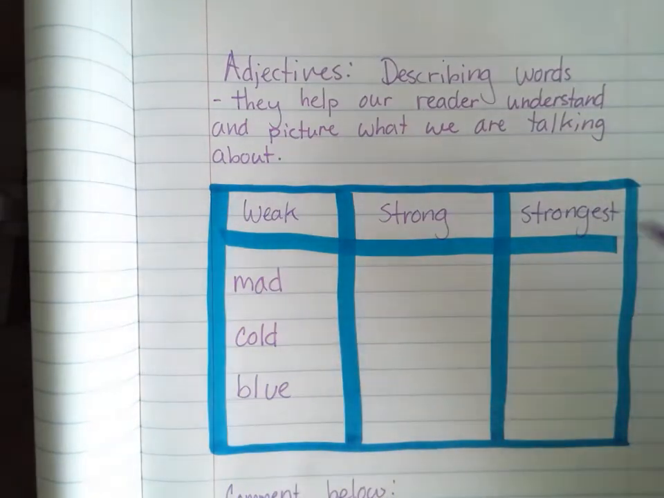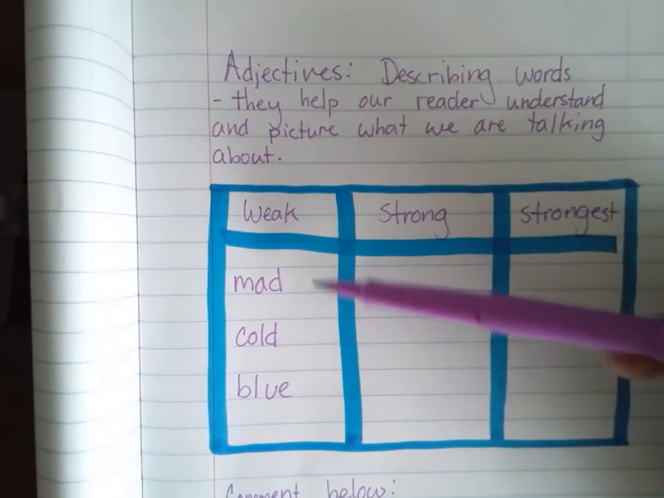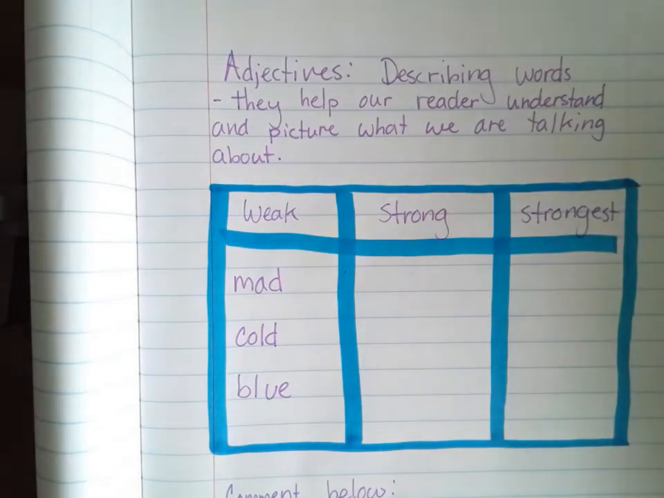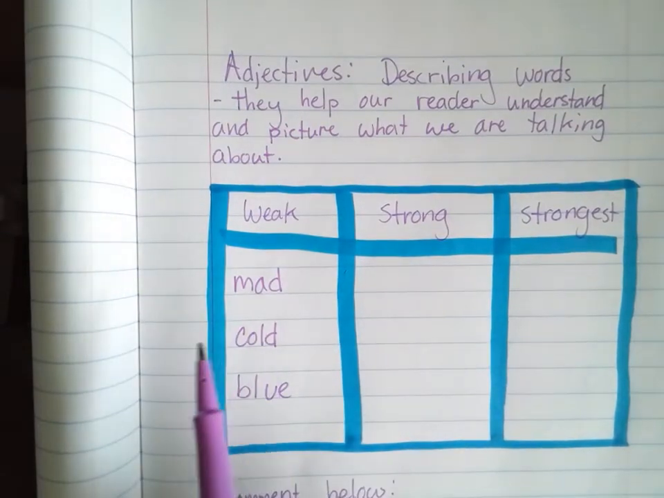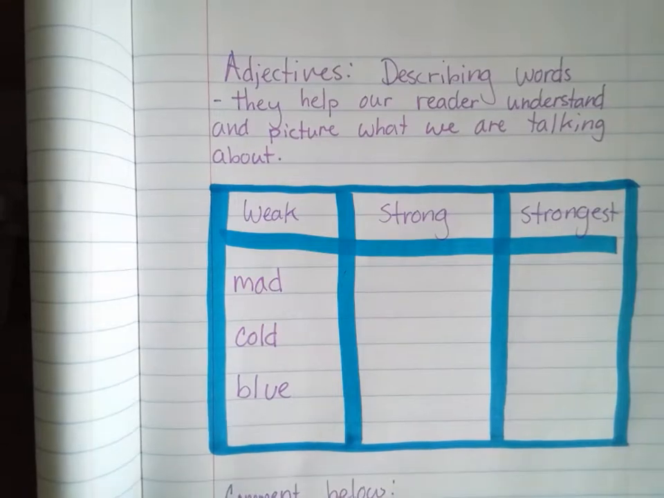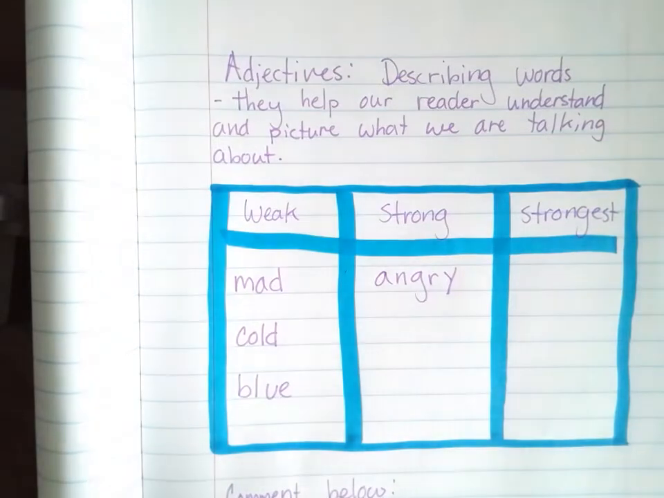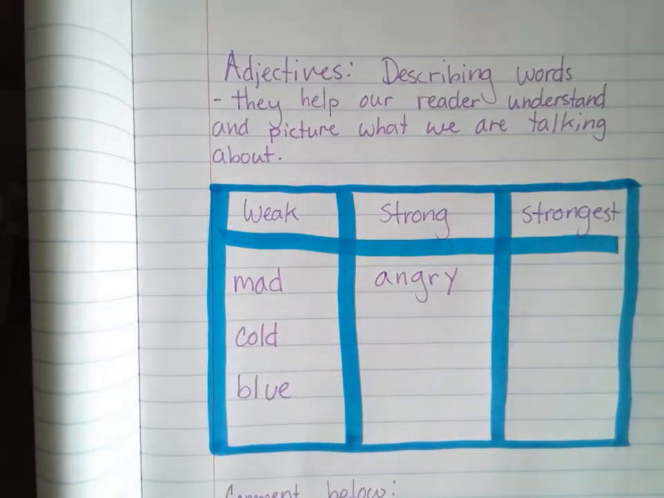So I have a table set up here, and I have a couple of words. I'll do mad and blue, and then I want you guys to do cold on your own. You can put that in the comment as well if you like. So mad is what we would call a kindergarten word in class, and I always ask you guys to use another word. Another word that would be a little bit stronger than mad, I know a lot of you like to say, is angry. It's just a little bit fancier word than mad.